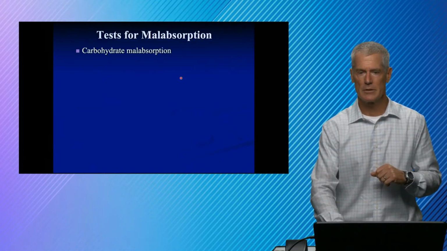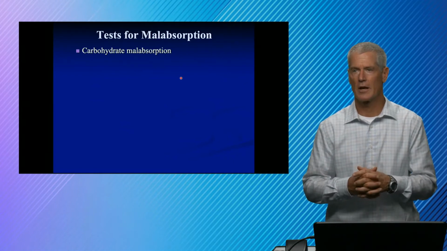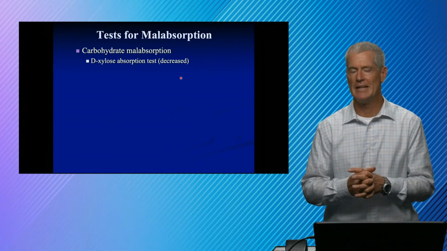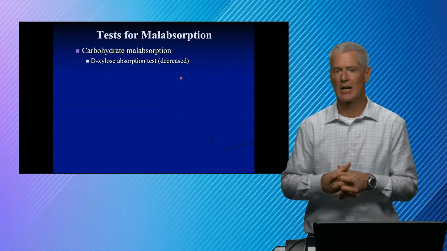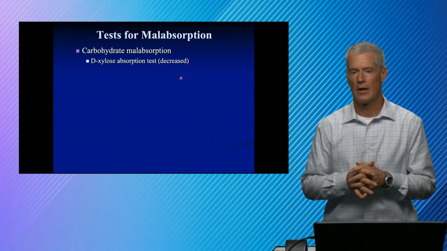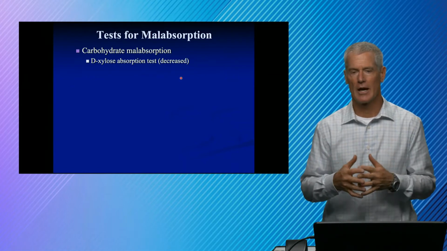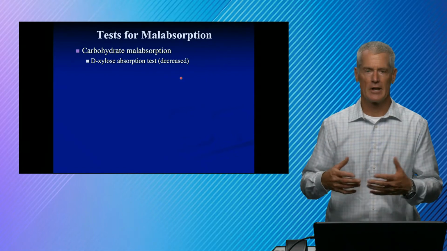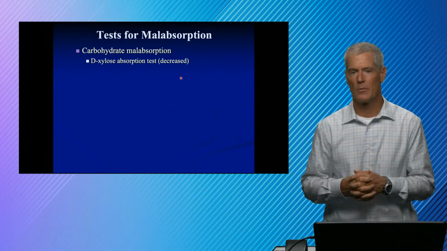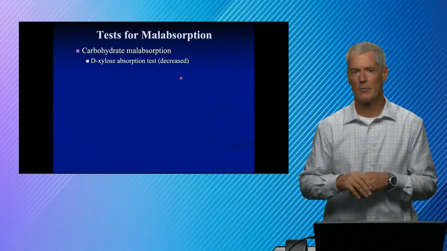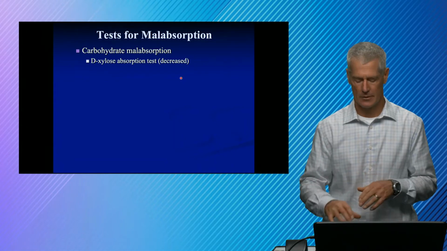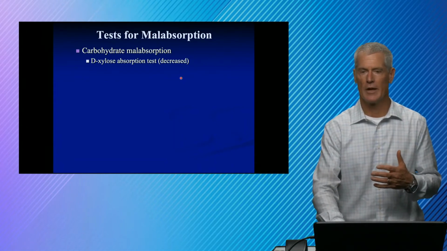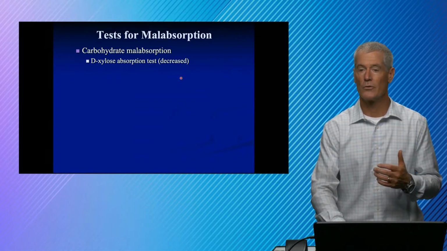Tests for malabsorption. So thinking about carbohydrate malabsorption, one of the ways to do that is d-xylose. So d-xylose is a 5-carbon sugar that's not metabolized. You don't utilize it. And so you give that orally, and you measure it in the bloodstream. If it's being absorbed, then that sort of helps rule out malabsorption of carbohydrates. If you have a carbohydrate malabsorption issue, then once you give it orally, you won't see it in the bloodstream.